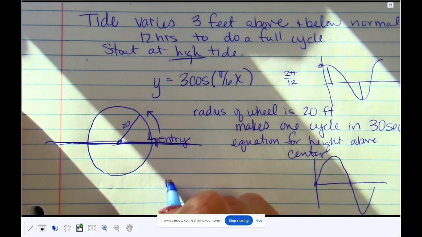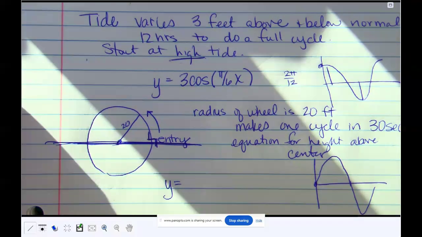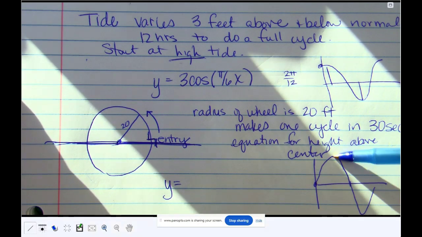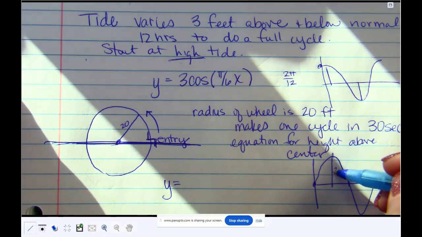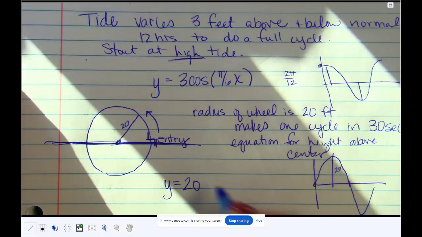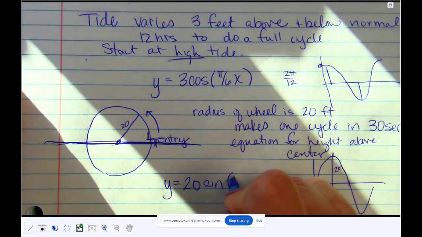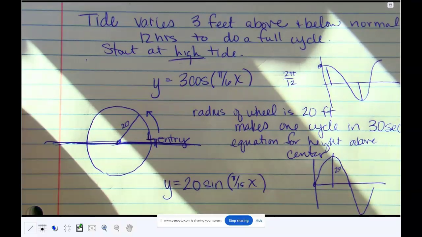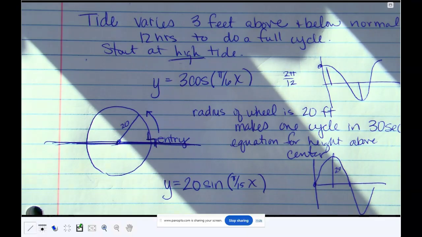Oh, so the amplitude. Right? Because the highest you get above your center is 20. That's mad easy. So 20, we know it's sine of pi over 15 x. That's so easy. The picture confused me more than it helped me. Okay, don't use the picture then.